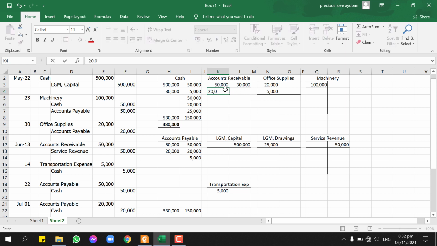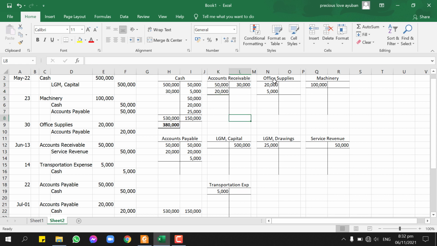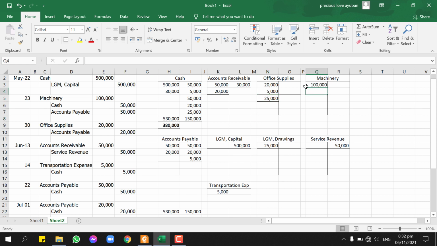Next, for accounts receivable, 50,000 less natin yung 30. Ibig sabihin meron tayong 20,000 on the debit side. Dito naman sa office supplies, we don't have value on the credit side. So, debit lahat, 25,000. Add lang natin. And then, dito naman sa machinery, 100,000.